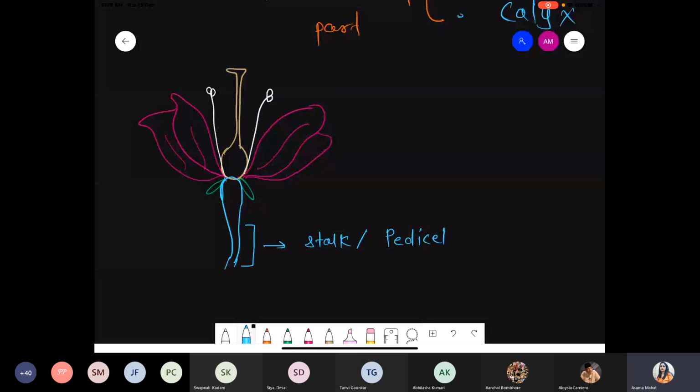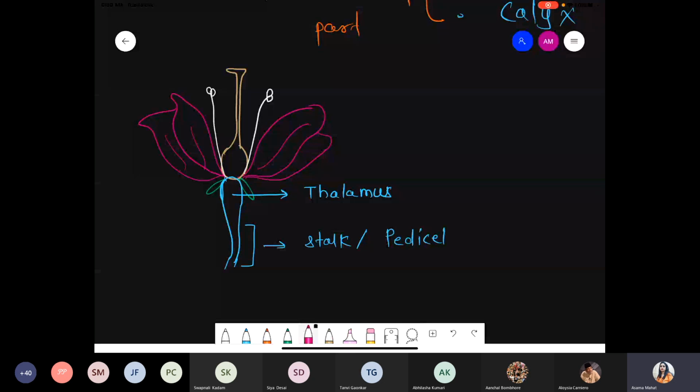Now the next part, this middle part, this one. Basically this is the swollen part. That part is called the thalamus. Thalamus means the swollen part which is present exactly below the ovary. Below the ovary this part is present. That's why it is called the thalamus.